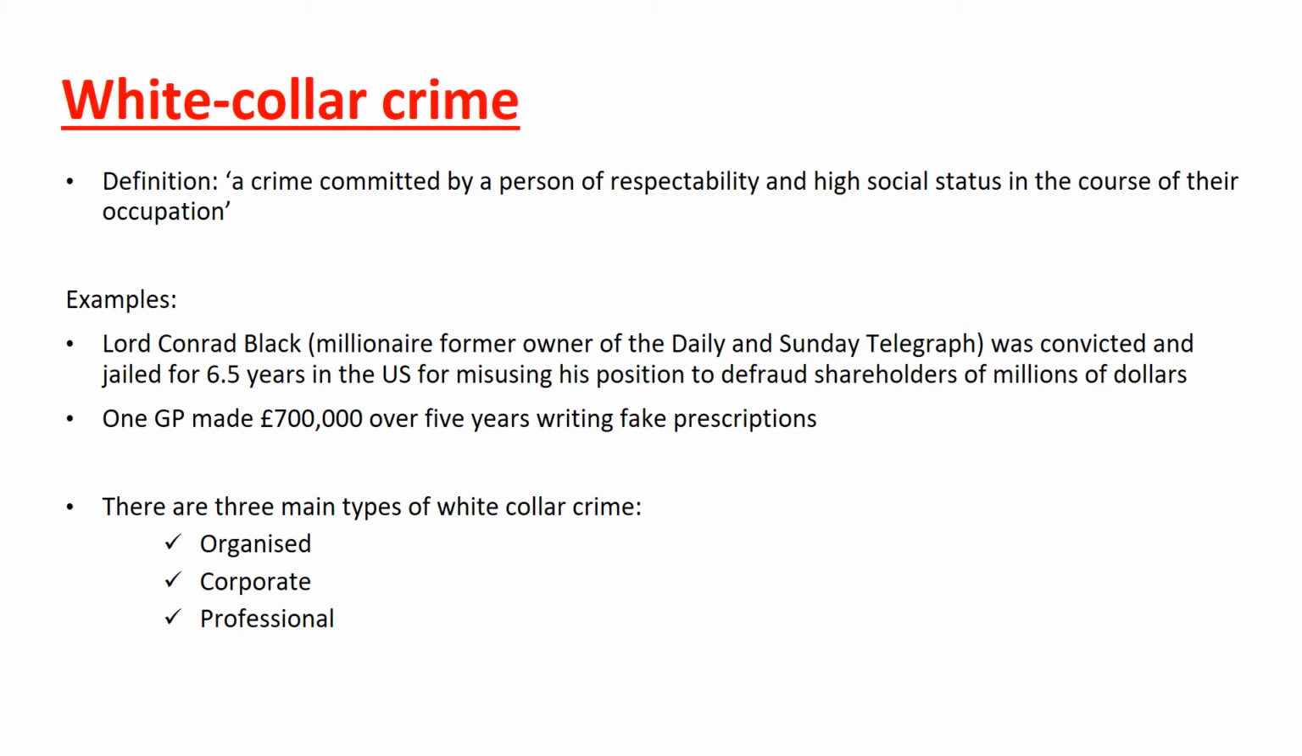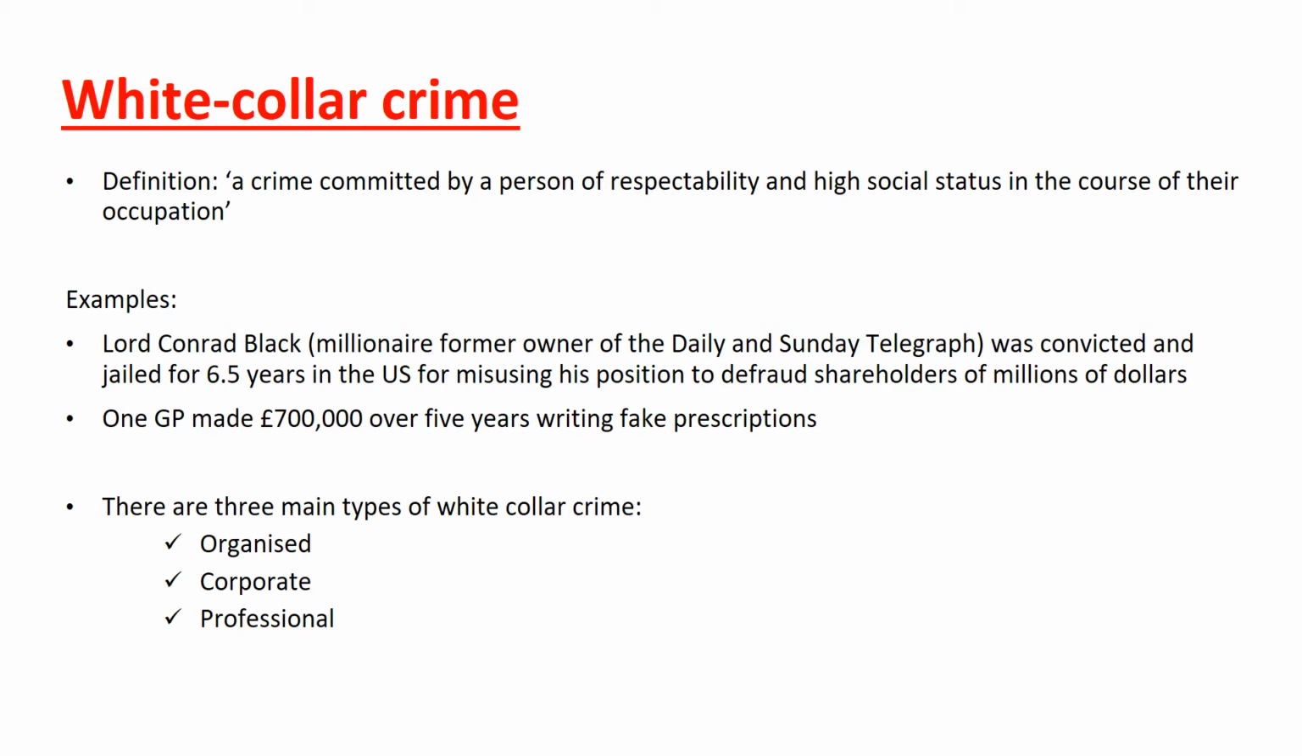So today what we're going to do is look at different types of crime, and we're just going to have a really brief overview of these different types. So the first one we come to is white collar crime, and this can be defined as a crime committed by a person of respectability and high social status in the course of their occupation.